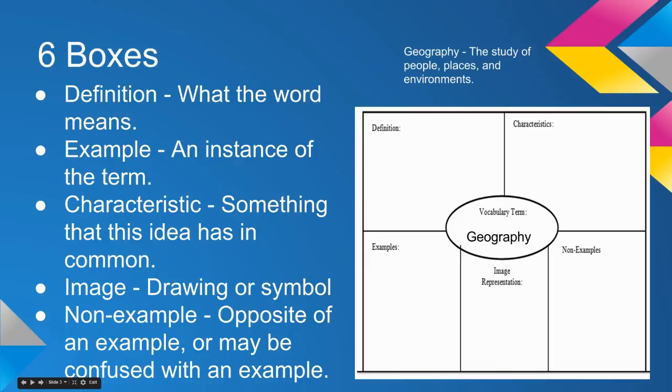So the Frayer model I'm going to be using with the class is a 6-box model. Again, the purpose of this 6-box model is to help us to better understand various vocabulary words that we're going to be encountering throughout this semester.